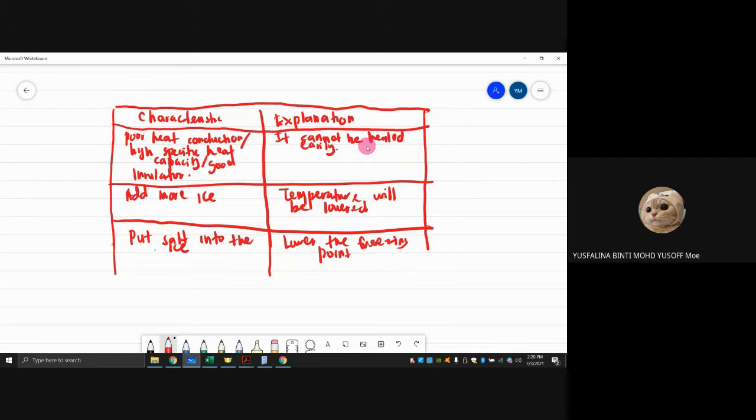Then you say the color of the container. So you just put bright color for the container.